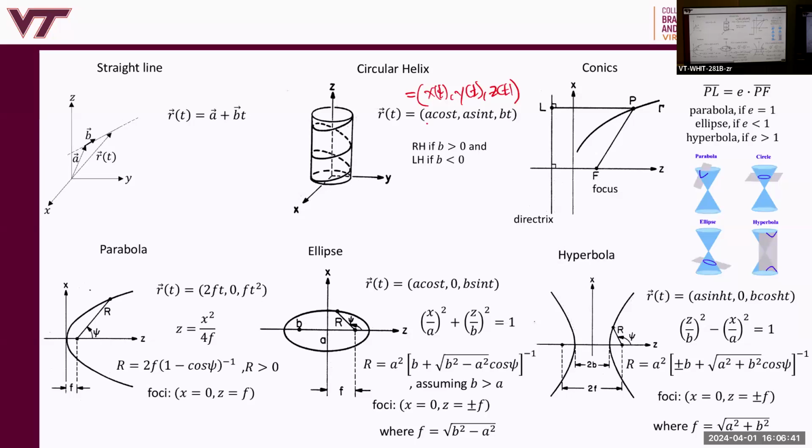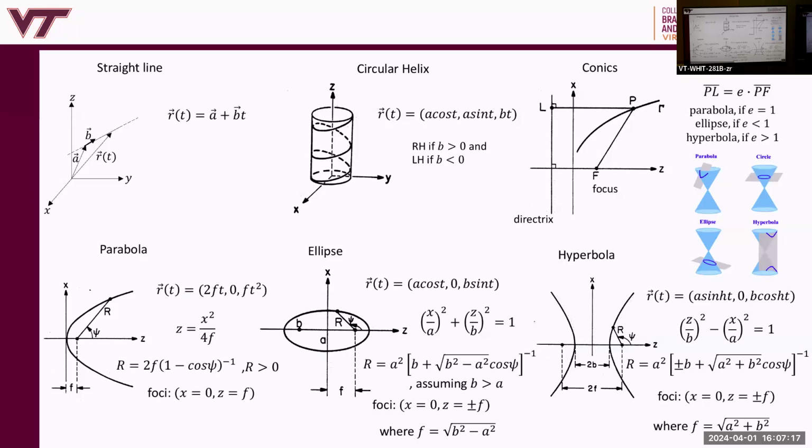And we notice that a cosine of t and a sine of t describe the parameterization of a circle, right? A circle of radius a in the xy plane. But then we add the z component to the position vector. So as a function of time, the z component will be changing. So instead of just looping around in the xy plane, we're actually spiraling upward, right? In the form of a helix. That helix is considered right-handed if b is greater than 0, and left-handed if b is less than 0. All right?